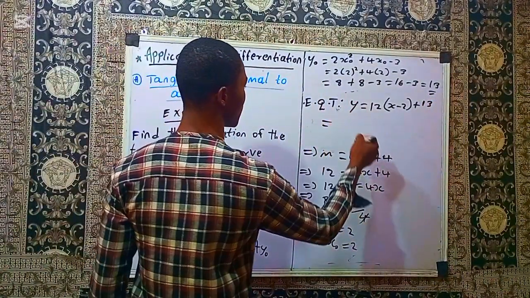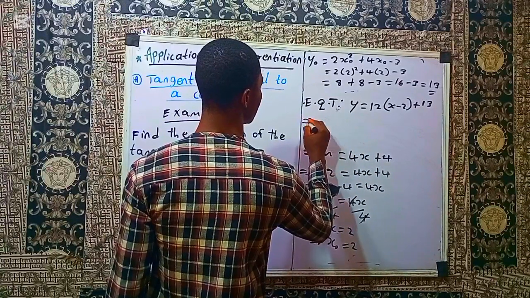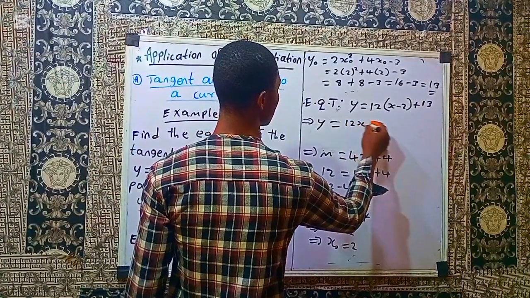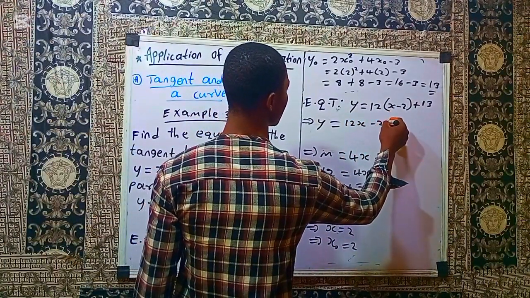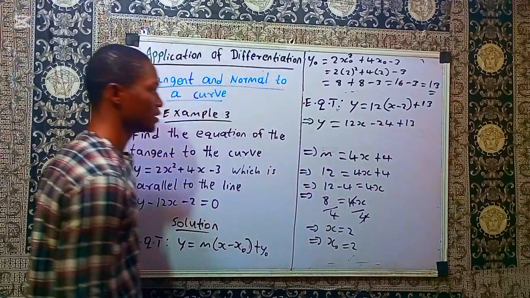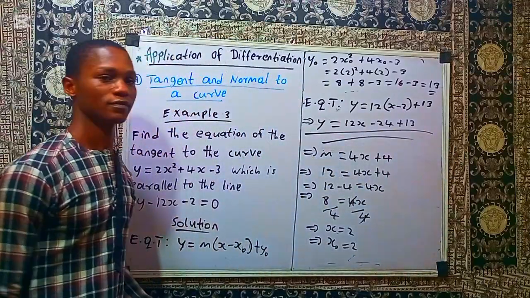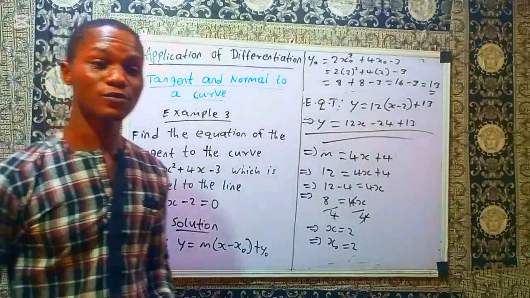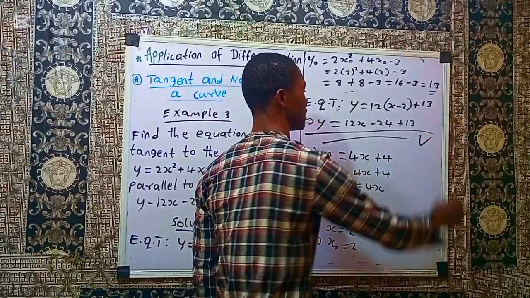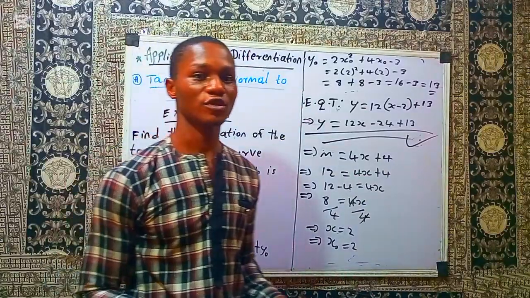So if you simplify, this implies that y is equal to 12 multiply x is 12x, and 12 multiply negative 2 is negative 24, plus 13. Right? So what is now remaining is just simplification. So this gives us the equation of tangent to the given curve.